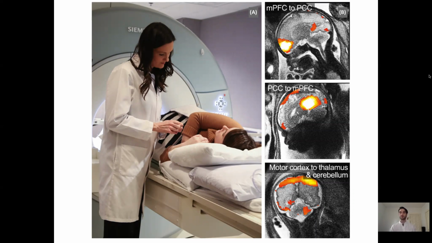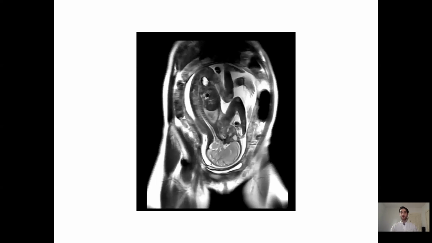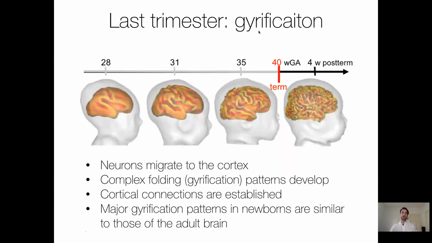Hopefully in a couple of years, there'll be some interesting results that I can include in a lecture like this one. But for now, I do want to talk about some results that come pretty much just from fetal MRI, focusing on the last trimester. One of the big things that changes in the brain during the last trimester in the womb is something referred to as gyrification. Here, you can see the head shapes and the brain shapes of these fetuses at different points when they're in the womb.